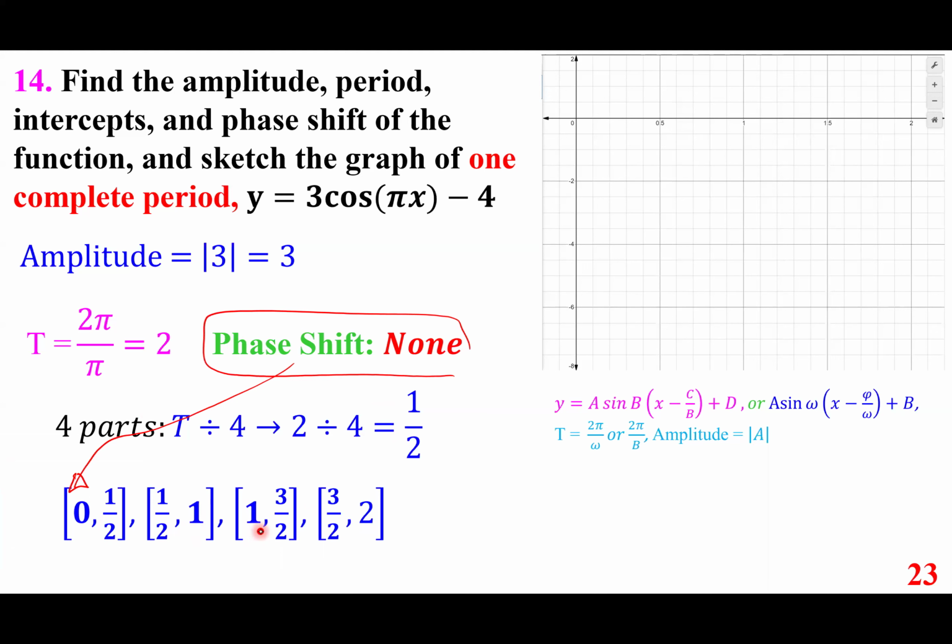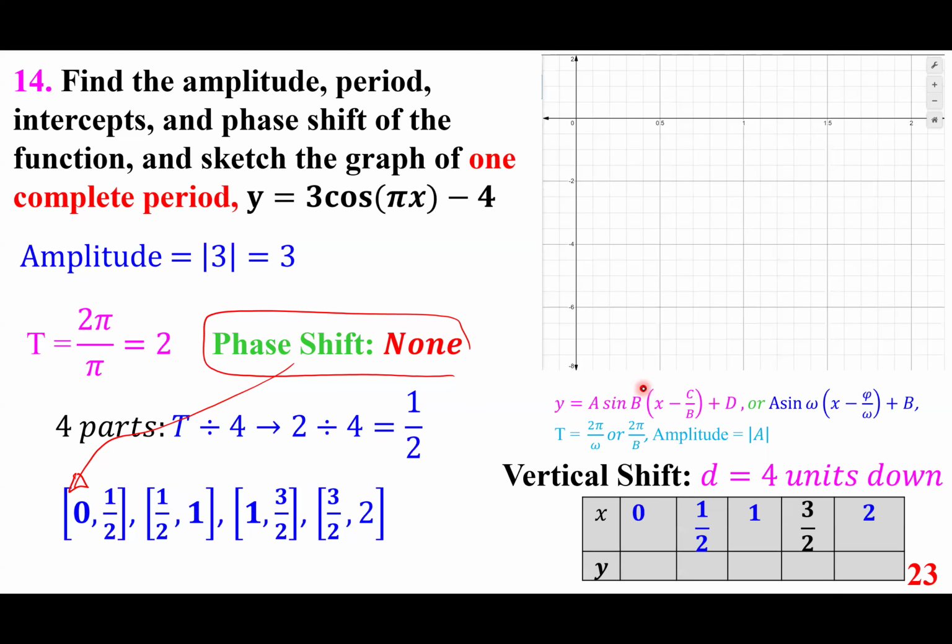So now we are going to plug in, and of course, there's a vertical shift of 4 units down. Just remember that. So there is a vertical shift of d equals 4 units down, or y equals -4 in essence. So we're going to go with the easy numbers, meaning the end points. I'm going to start with 0. If I plug in 0 here, what happens? I get cosine of 0. Cosine of 0 is 1. 3 times that is 3. 3 minus 4 is -1. So this is -1.